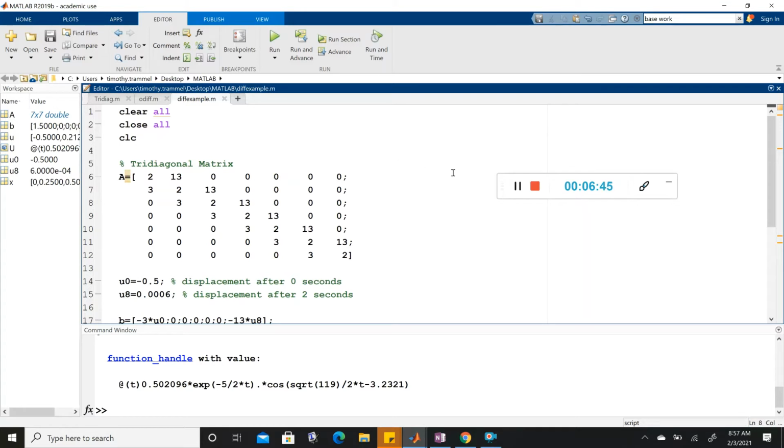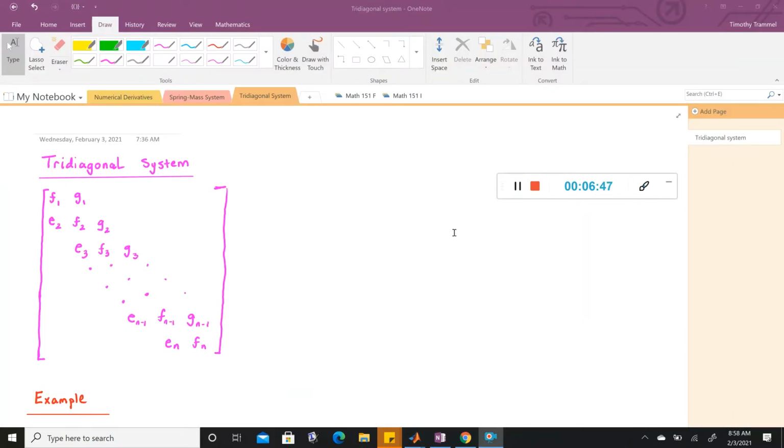So let's go ahead and switch to OneNote. All right, here is a general tridiagonal system. I suppose it's not a system unless I include the other side of this. Let me augment this real quick.